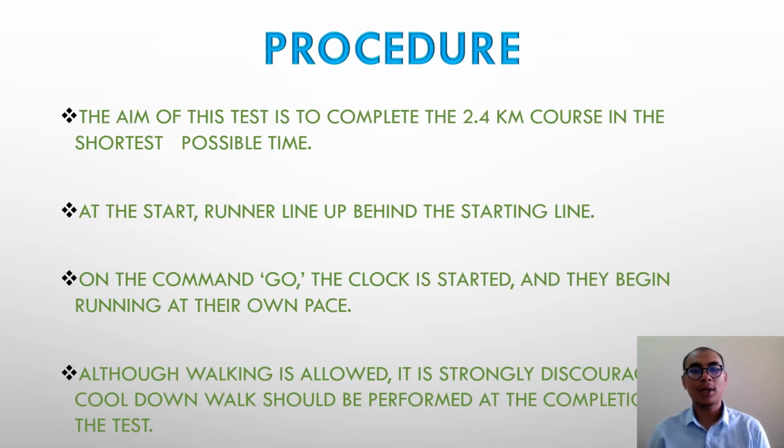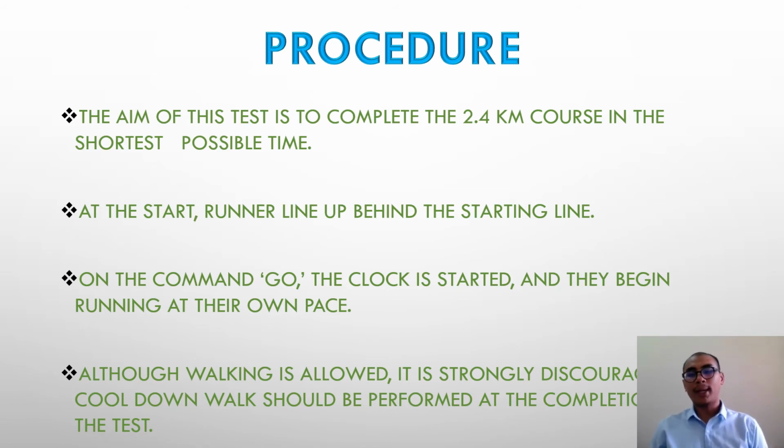This is the procedure for performing the 2.4 kilometer run. The aim of this test is to complete the 2.4 kilometer course in the shortest possible time. At the start, runners line up behind the starting line, and on the command go, the clock is started and they begin running at their own pace. Although walking is allowed, it is strongly discouraged. To cool down, walking should be performed at the completion of the test.